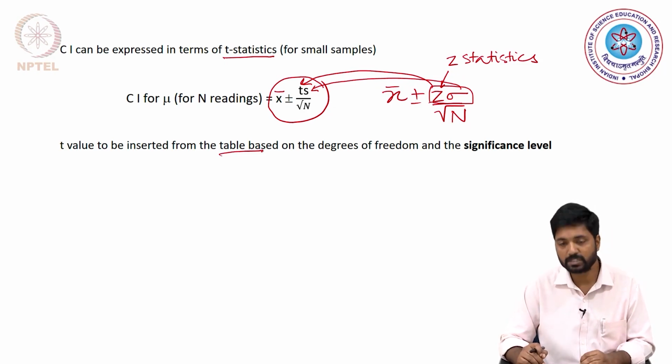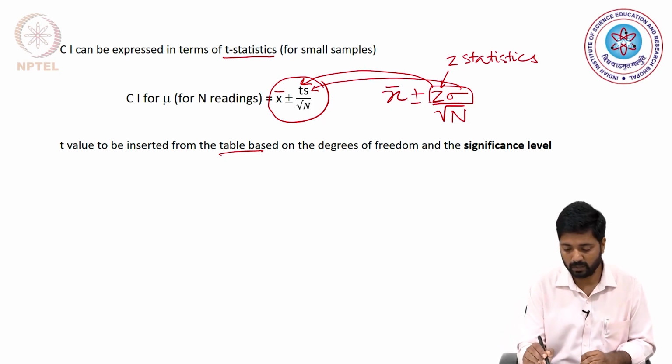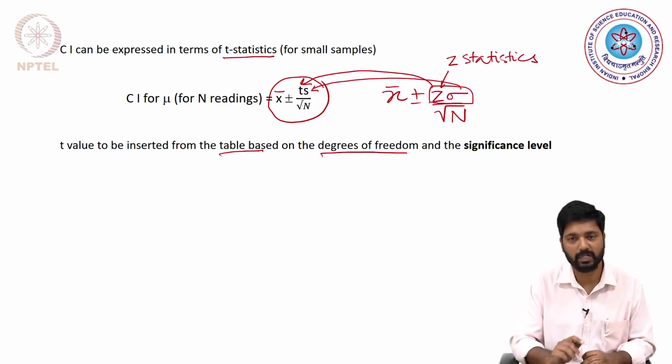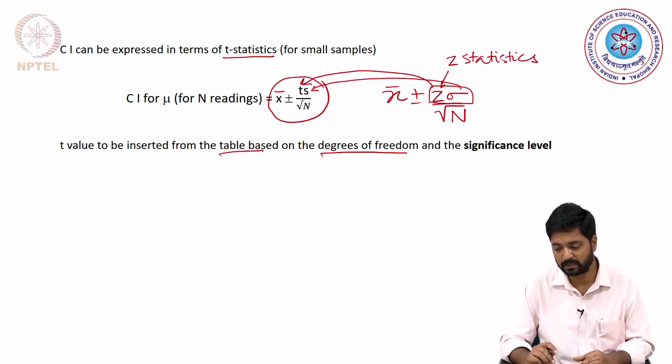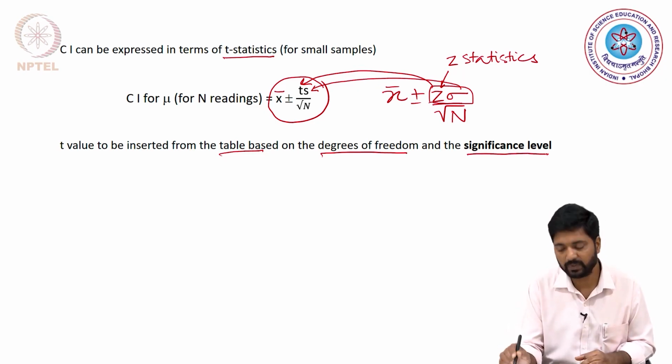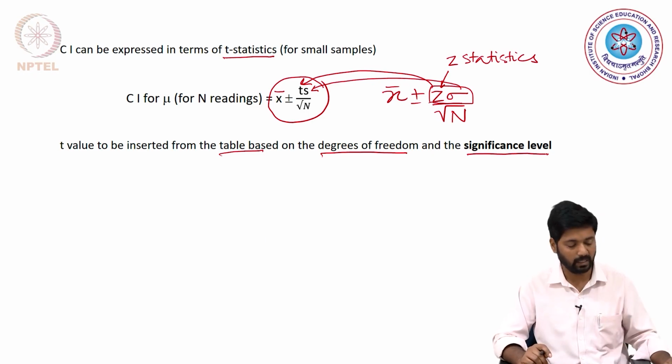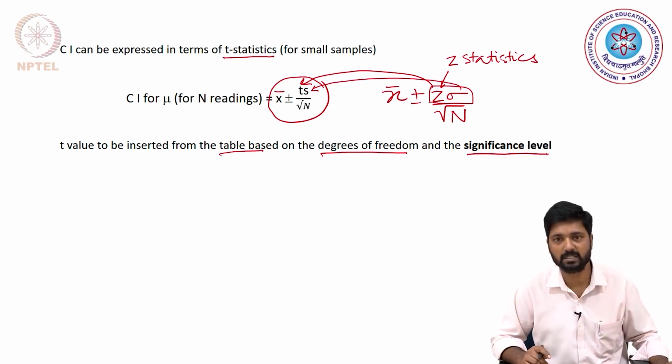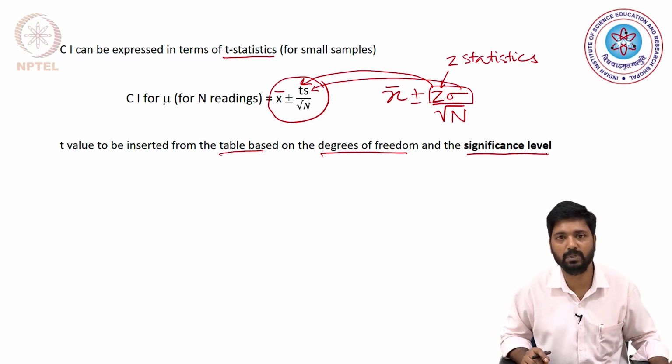it utilizes two terms, one which is known as the degrees of freedom, which has already been introduced, and the other one is the significance level. We will understand this in a little while, but before that let us look at how a t table looks like and how we can insert values from the t table.